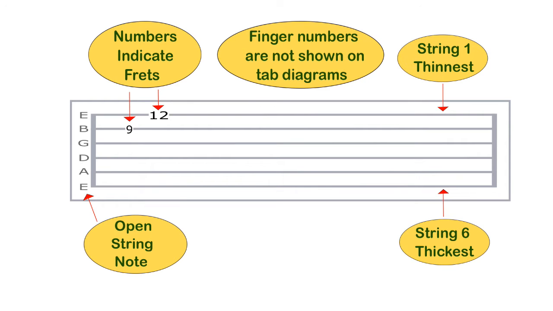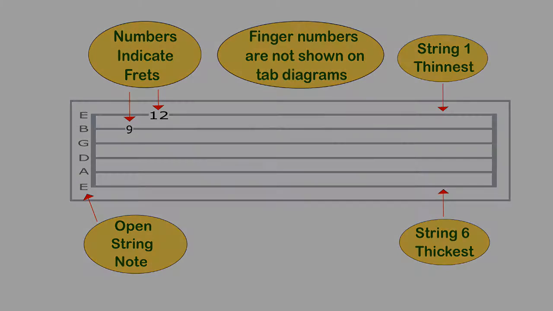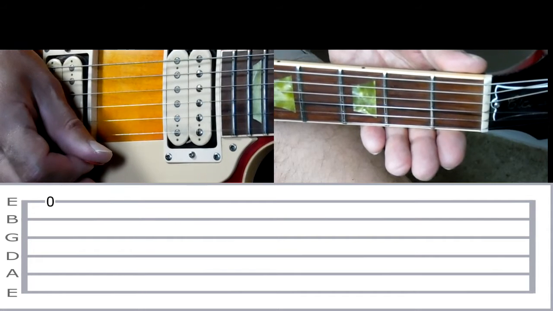What follows next are a number of examples to help you understand the tab language. First, let's explore what tab looks like for open string passages. In this example, the first string is played open, so a 0 is placed on the first string in the diagram. This is what it looks and sounds like when played. Next, the first string is played open again, but now it's picked 3 times. The diagram indicates this by showing a 0 3 times on the first string. Here's what it looks and sounds like when played.